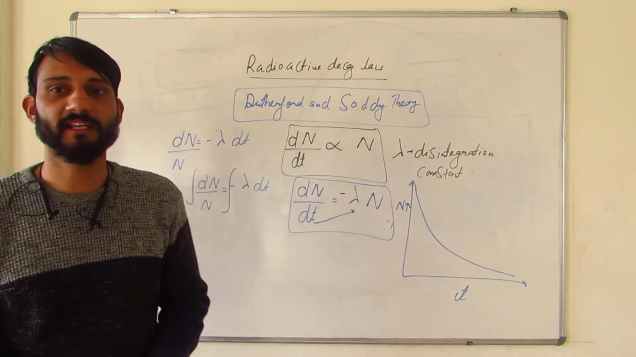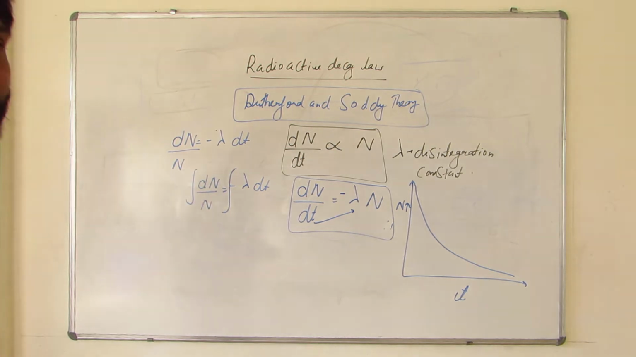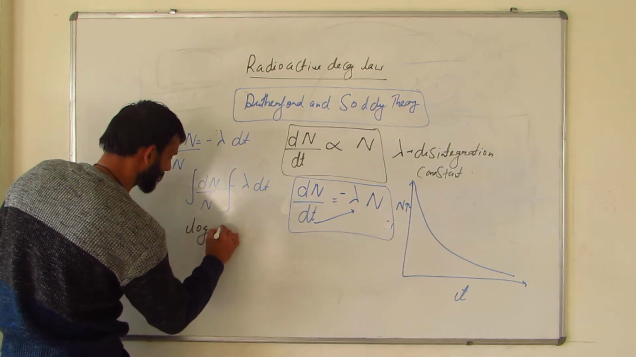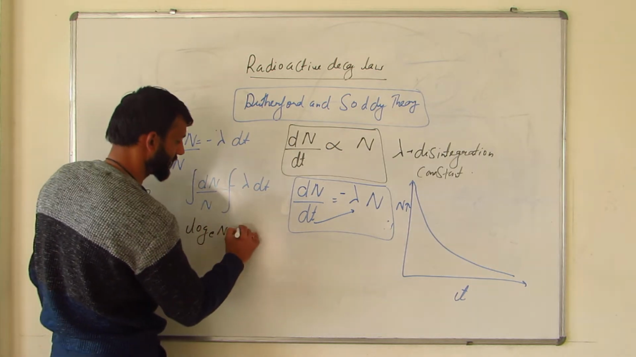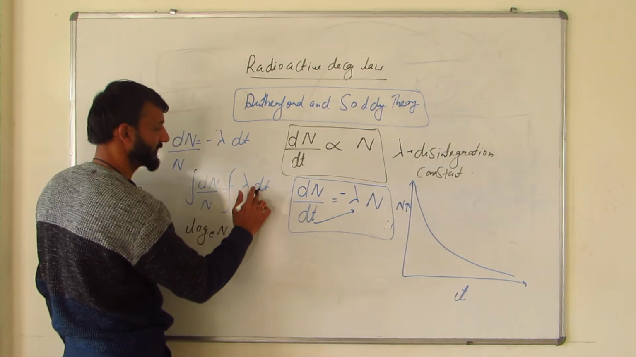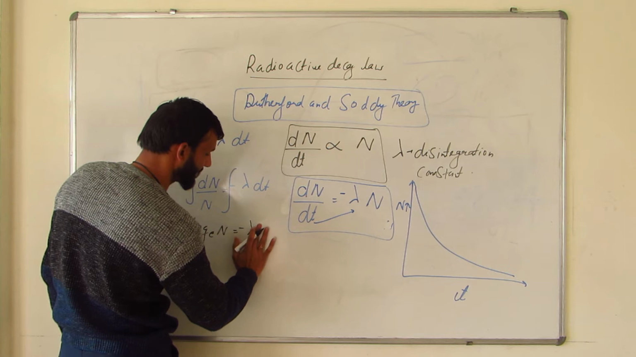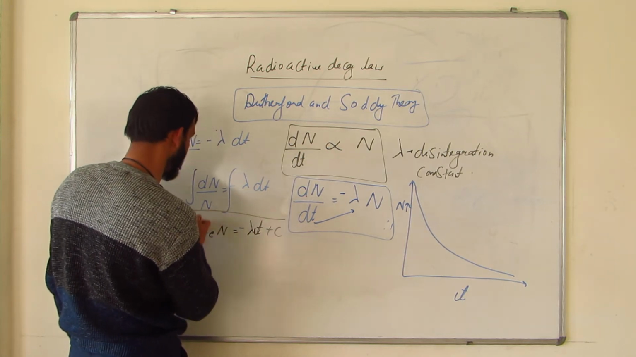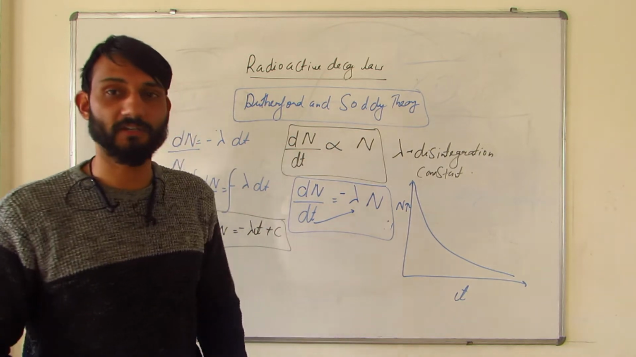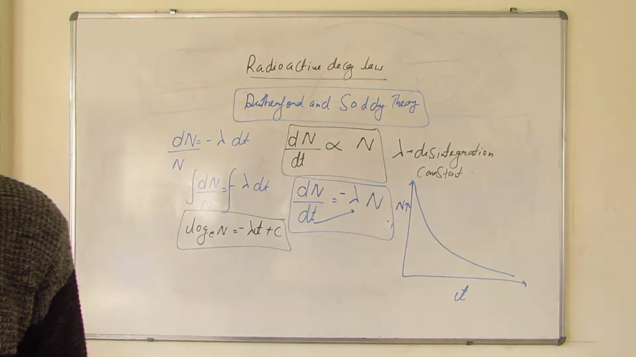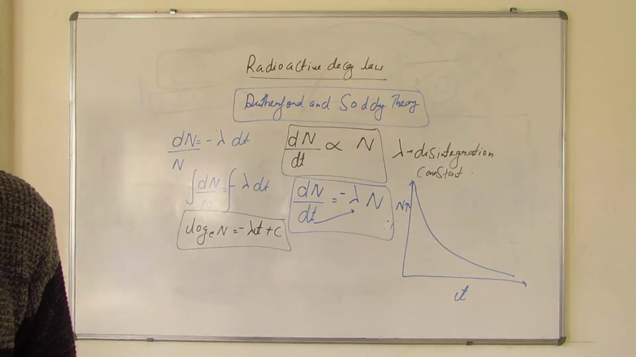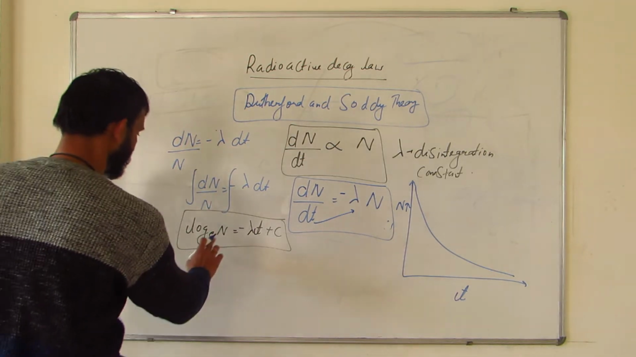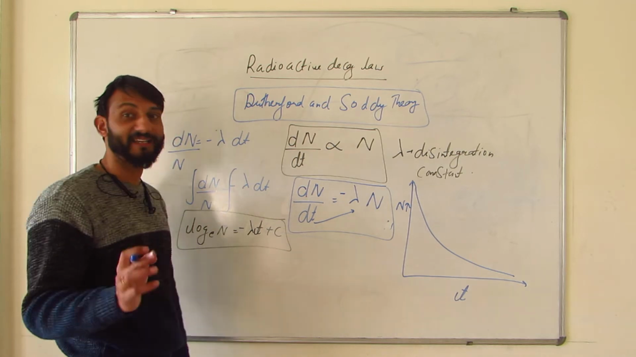The integration of dN by N is log base e N, which is equal to minus lambda t plus c, where c is the integration constant. Now how do I find the value of c? I would find the value of c by using the initial condition.